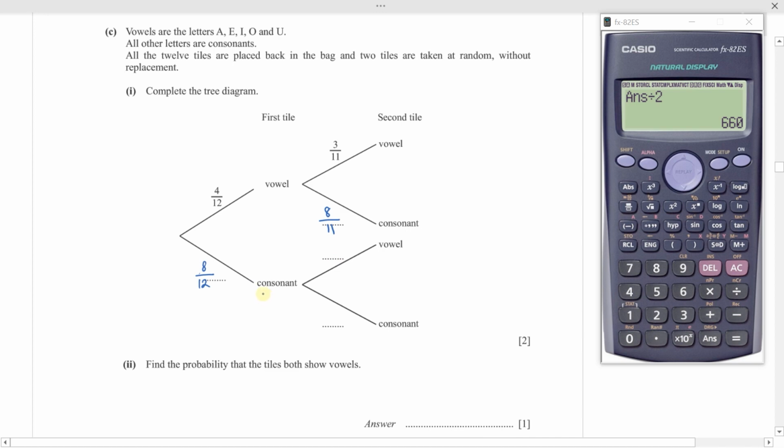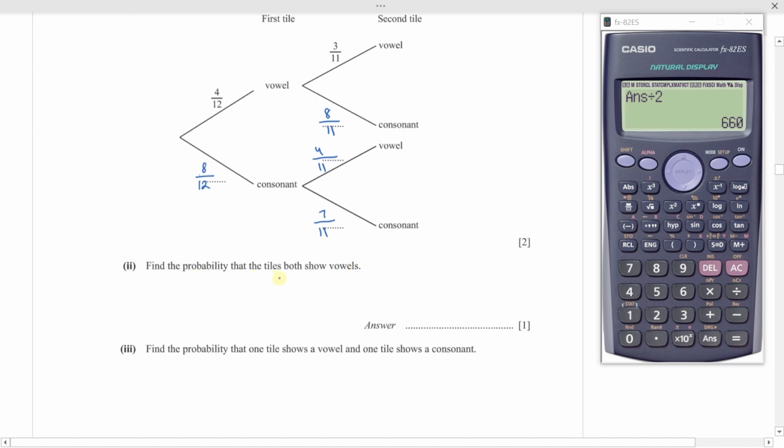And if you come down here, you picked the first one as a consonant. Now what is the probability that the second one is a vowel? So you have all 4 vowels remaining in the bag and your total tiles are 11, so 4 over 11. And here you've picked the consonant in the first try, so the remaining consonants are 7 and the remaining tiles are 11. So picking a consonant on the second tile is 7 over 11 if the first tile was a consonant as well. So one less consonant remaining and one less total number of tiles.